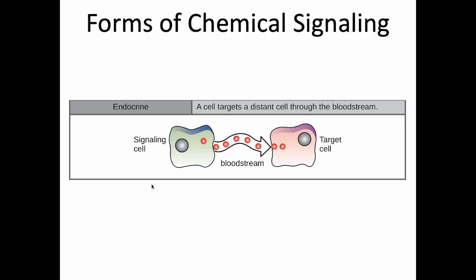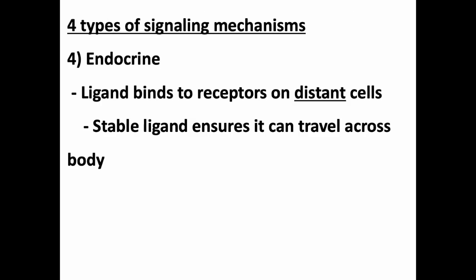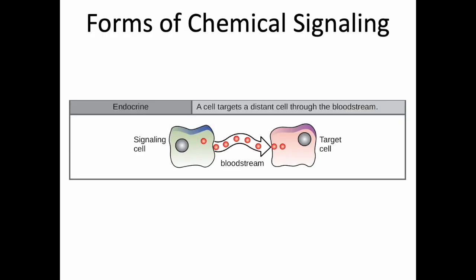During endocrine signaling, we have a signaling cell, with ligands traveling a long distance in order to hit their target cell or cells. So this says bloodstream in many animals. Yep, the way you get from one cell to another cell, if they are far apart from one another, is to use the bloodstream. So endocrine: ligand binds receptor on distant cells, and as opposed to being short-lived or rapidly degraded, here we have a stable ligand that ensures that it can make that trip, it can travel across the body. A good example of this is lots of different hormones, and we've talked about hormones in previous chapters.